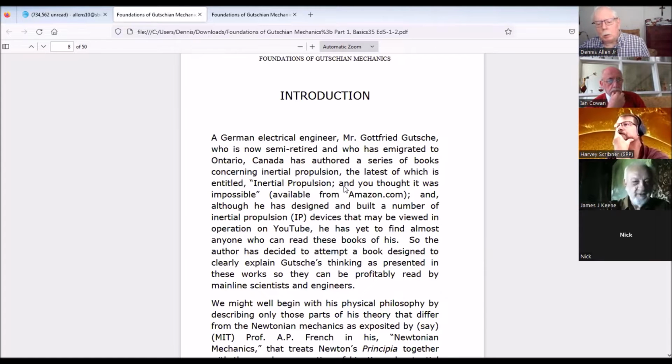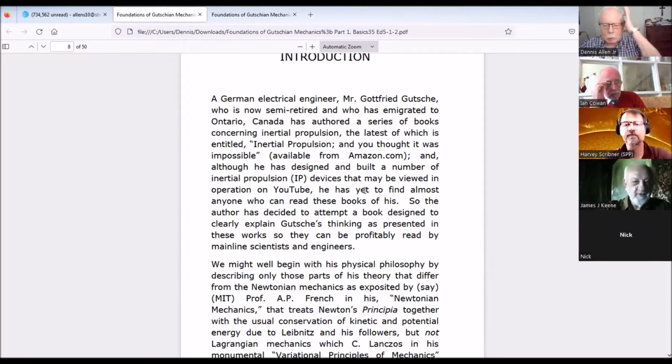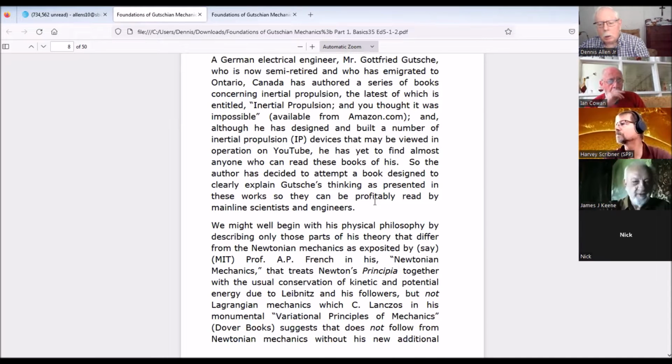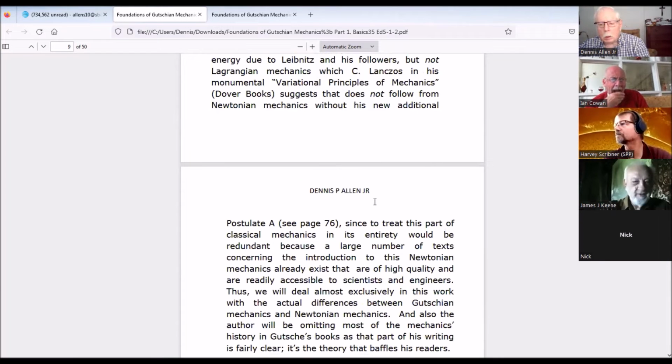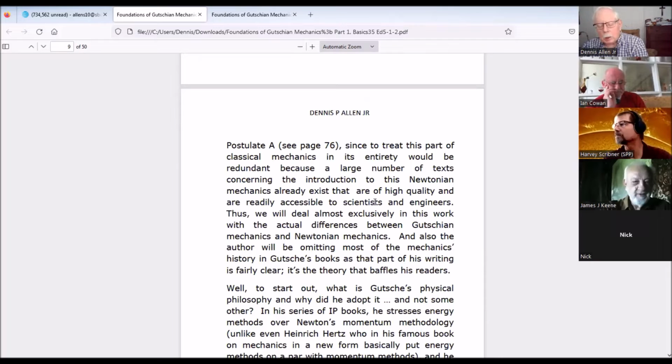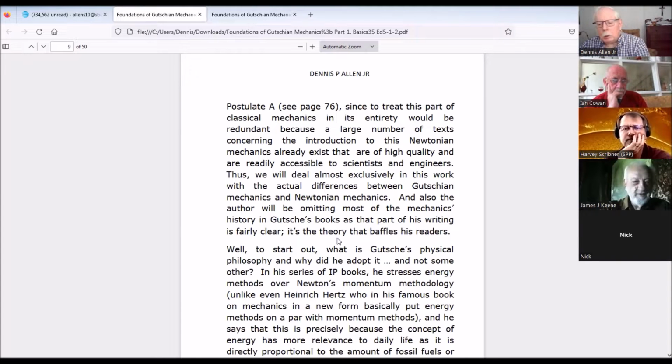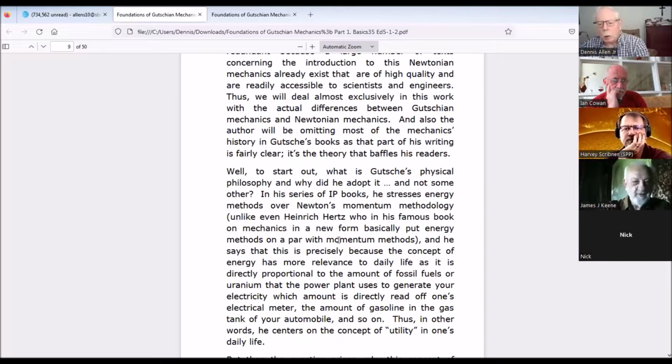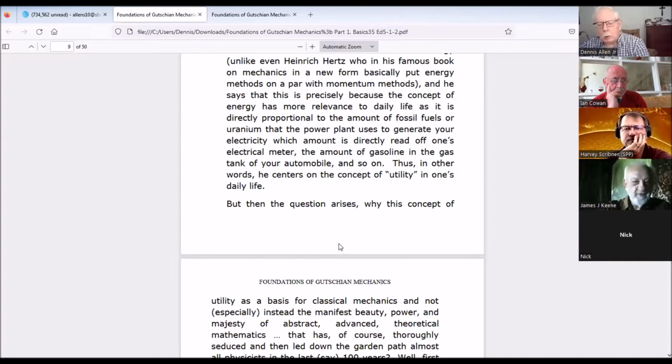Now, introduction. Talking about Gottfried, how he immigrated to Canada from Germany, and he rejects the Newtonian idea that linear and angular momentum need be conserved, where the angular momentum has to be with respect to a fixed point or a center of mass. That's one of the most crucial parts of Newton's mechanics. But he does accept conservation of energy, and I go into why I think he does.